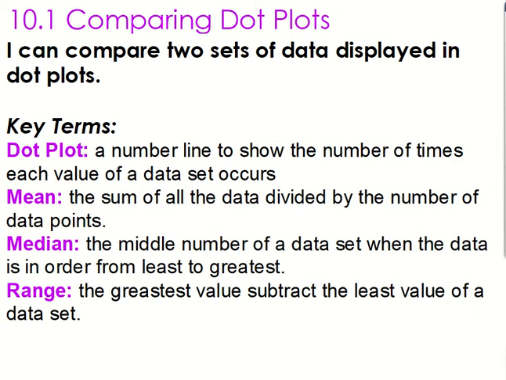So I can compare two sets of data displayed in what we call dot plots. A dot plot is a number line to show the number of times each value of a data set occurs. That's it. You'll see what it looks like here in a second, and you're probably like, oh yeah, I know what that is.